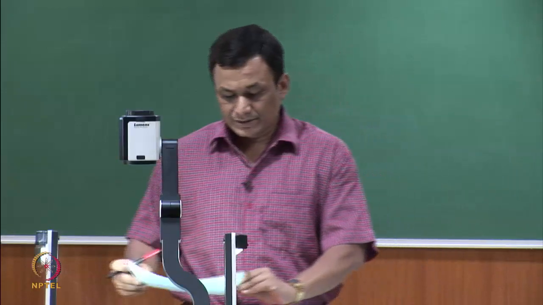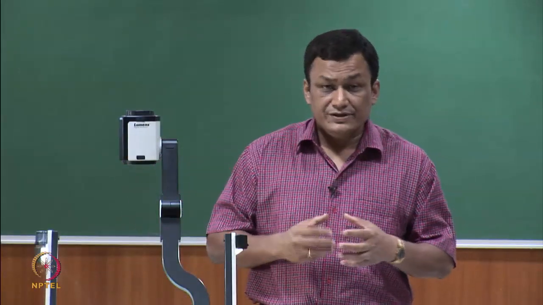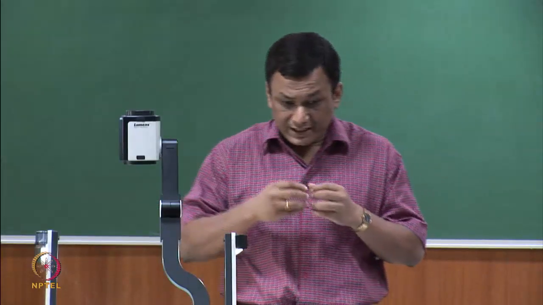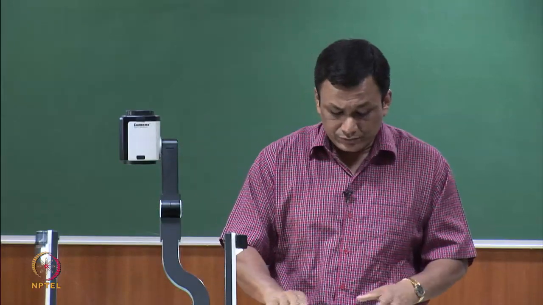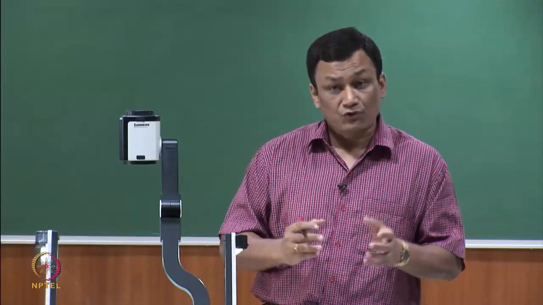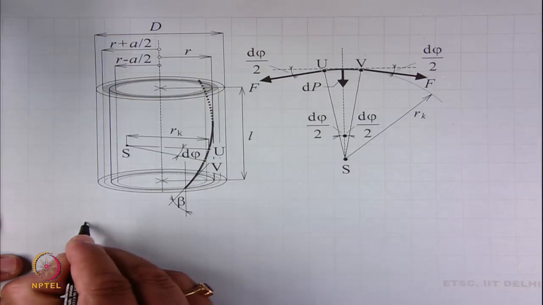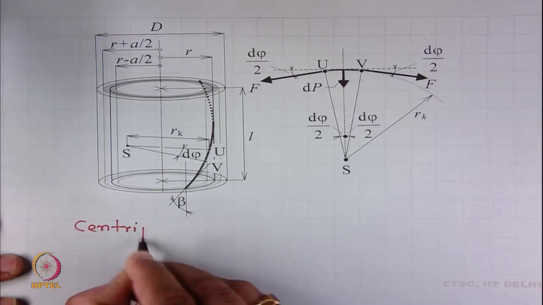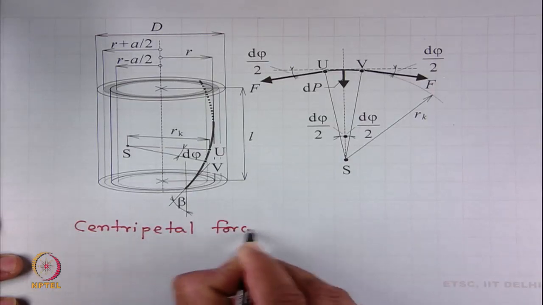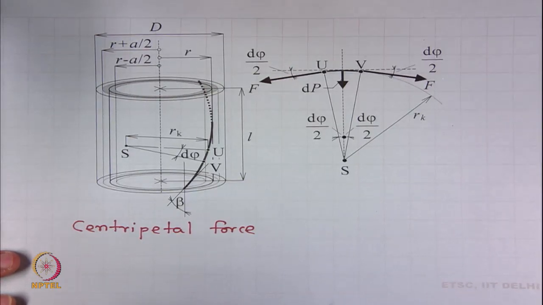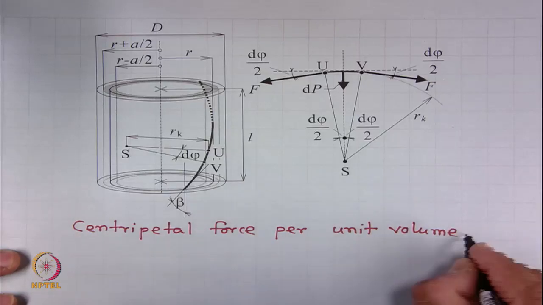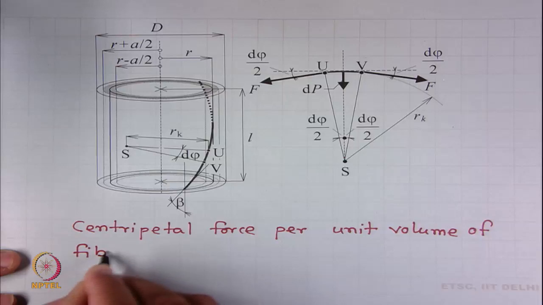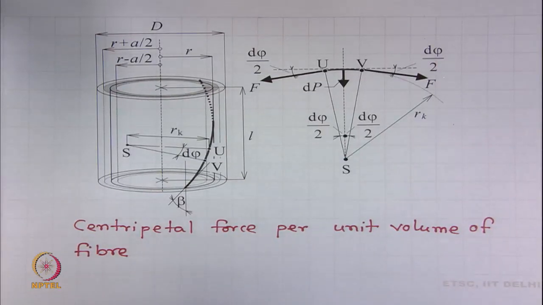Now, because of the twist, a lot of forces are generating. Some forces are acting along the fiber, some forces are centripetal in nature. So, we would like to study the centripetal force per unit volume of fiber. What is the amount of centripetal force which is generated because of twist or twist insertion per unit volume of fiber? So, we would like to find out this amount.